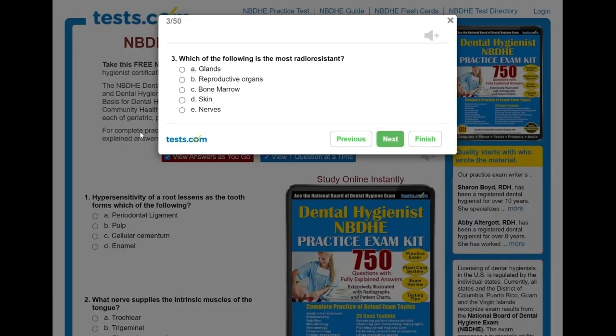Question 3. Which of the following is the most radioresistant? A. Glands. B. Reproductive organs. C. Bone marrow. D. Skin. E. Nerves.